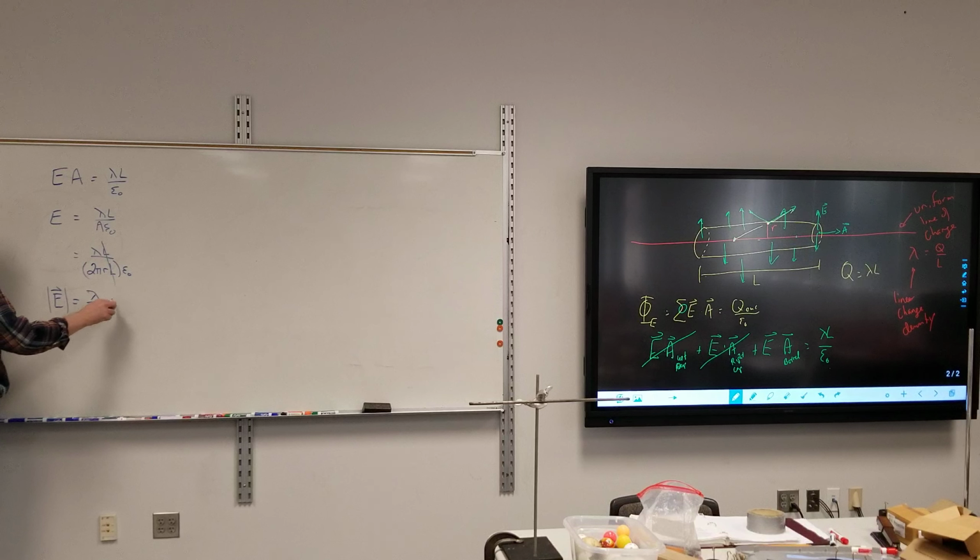Traditionally, that r is stuck out front, because that's just some constant related to the problem. We have the charge density, and then the denominator here are all just constants. But the farther I would get away from the line, the weaker the electric field. That makes sense.